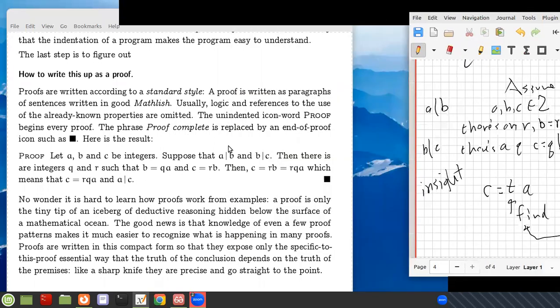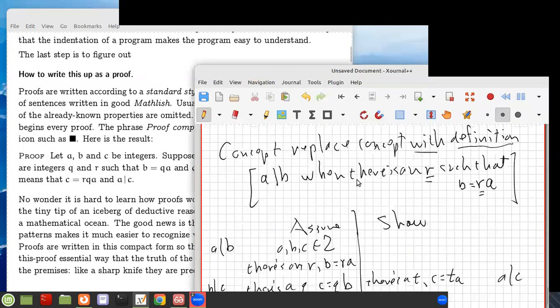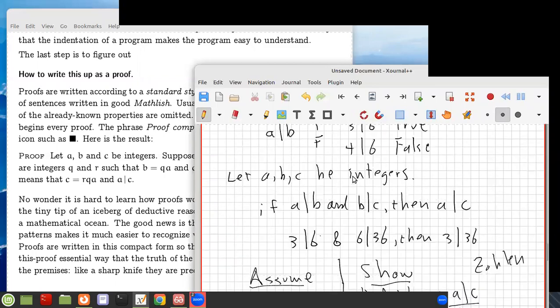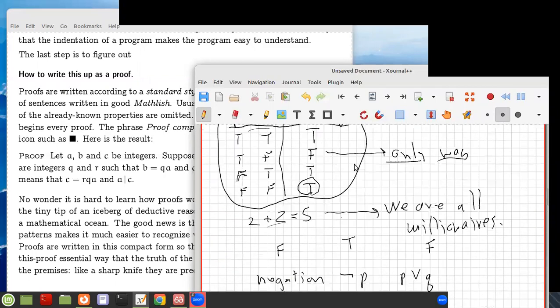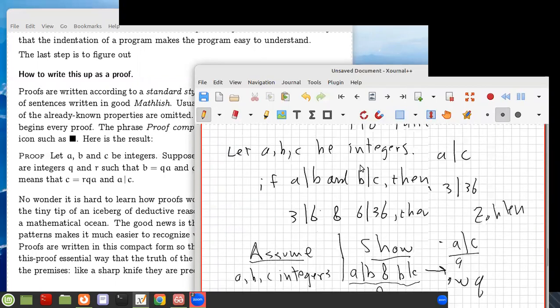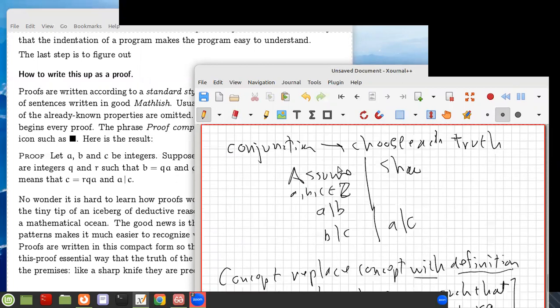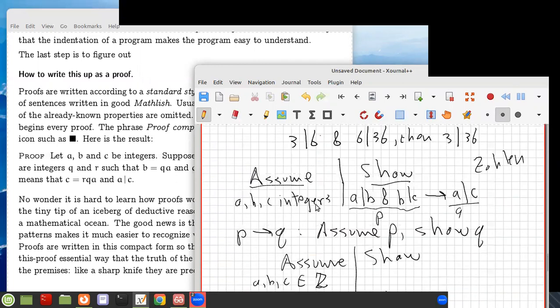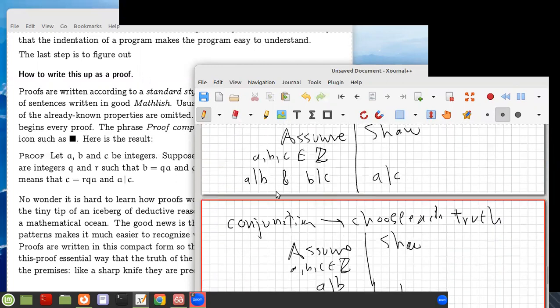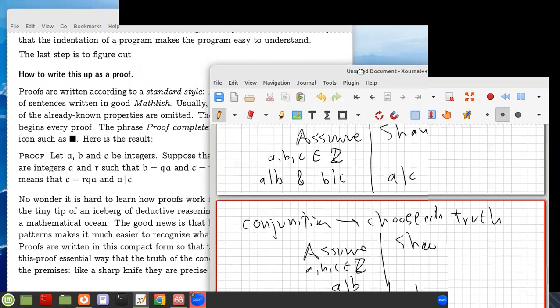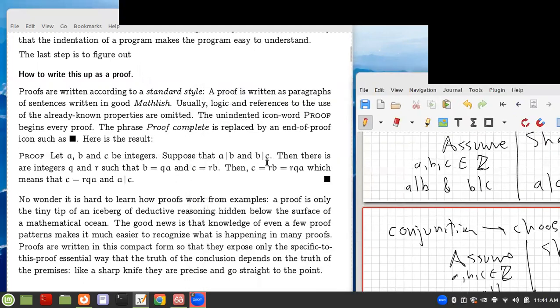So the way you write it up is: let a, b, and c be integers. Suppose that a divides b and b divides c. That's the first bit, when we went from this point, where we have the implication on the right, to this on the left. That's where we're using the proof pattern of the conditional.